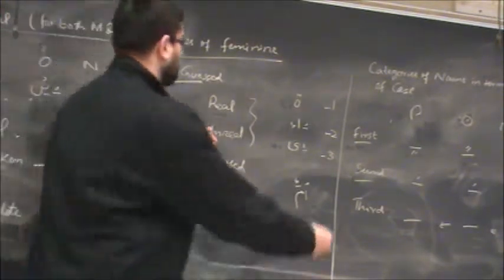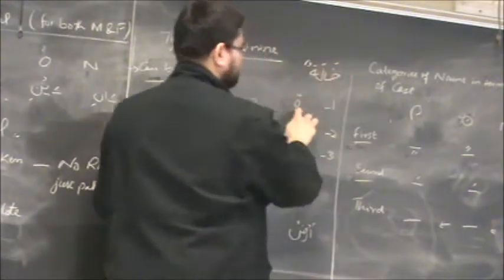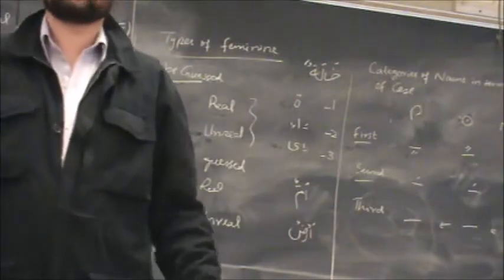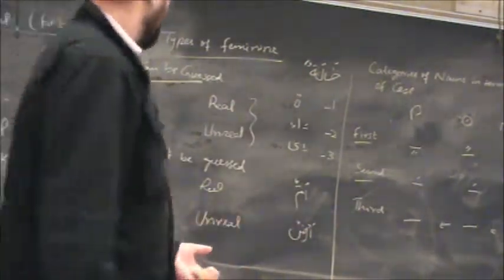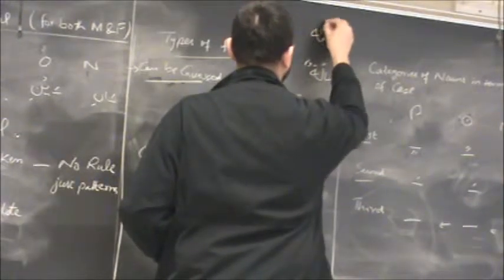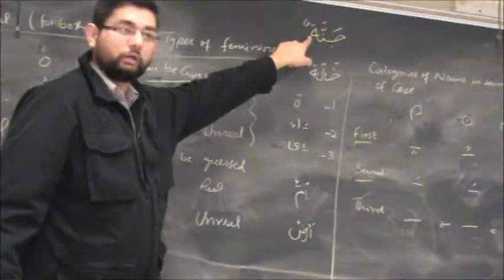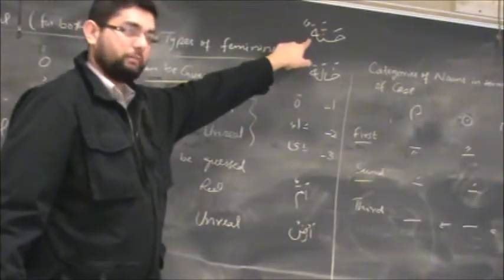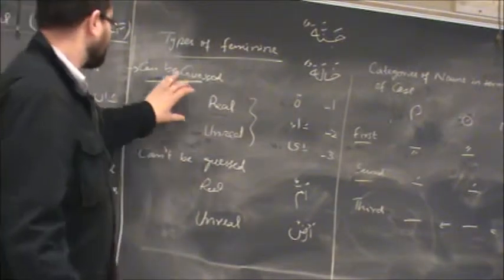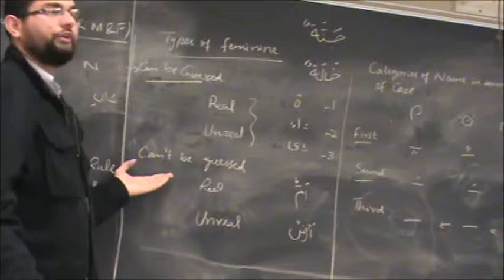Okay. For example, khalatun has this ta, so we can guess that this is feminine, but it is real feminine because khala means maternal aunt. Similarly, if this is the word, it also has circular ta, so we can guess that this is feminine, but this is not real, it is unreal, right? So first type which can be guessed, and the other which cannot be guessed.